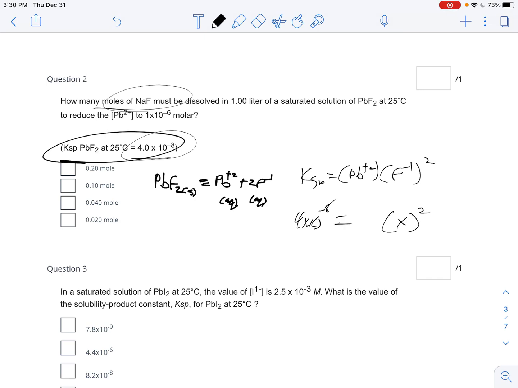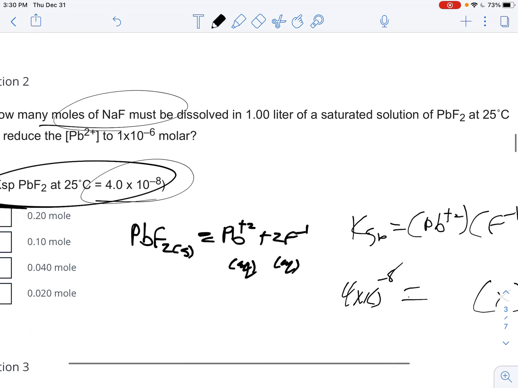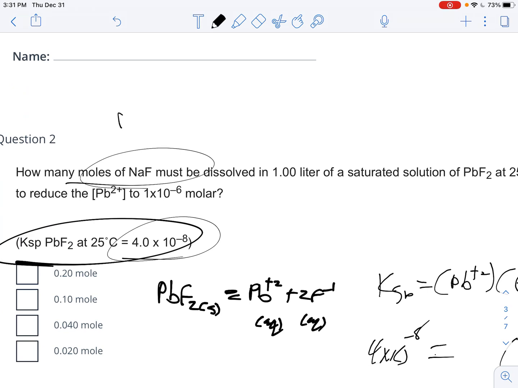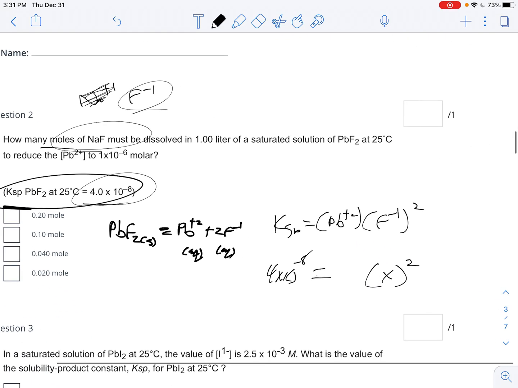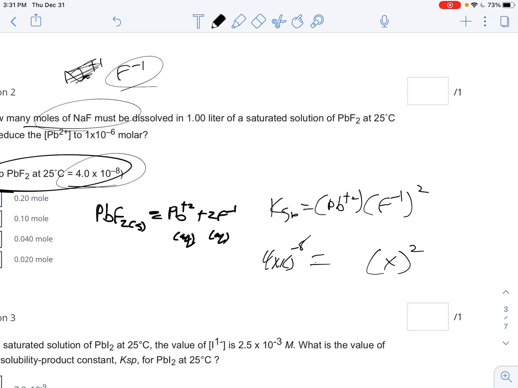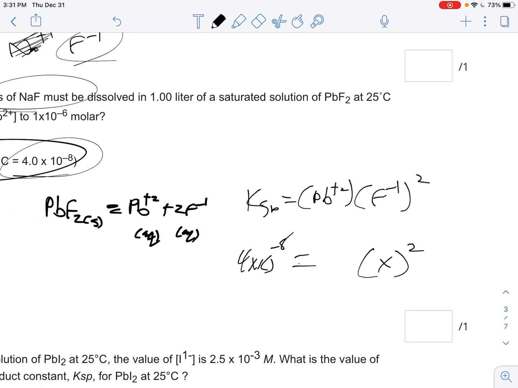That's your X, because it wants to know the moles of the sodium fluoride. Now you might say to yourself, there is no sodium in this, and I get it. But when you put sodium fluoride in something, it's going to break into the sodium and the fluoride. We're just going to ignore the sodium, and the fluoride is there. So all it's asking for is the fluoride. And then it wants the lead to be 1 times 10 to the negative 6th. So they're giving you everything.